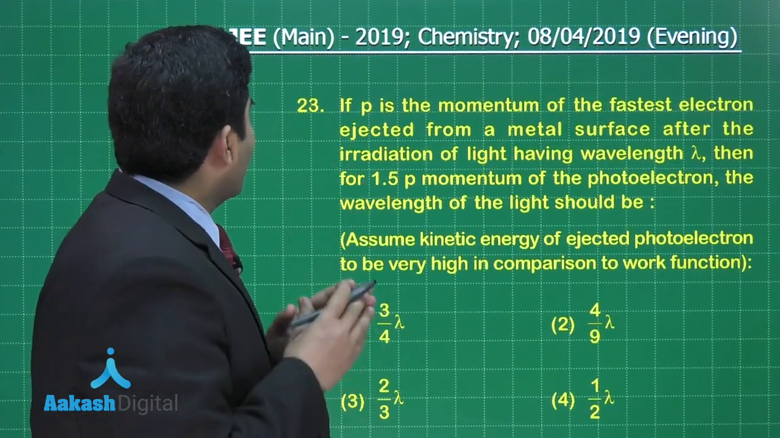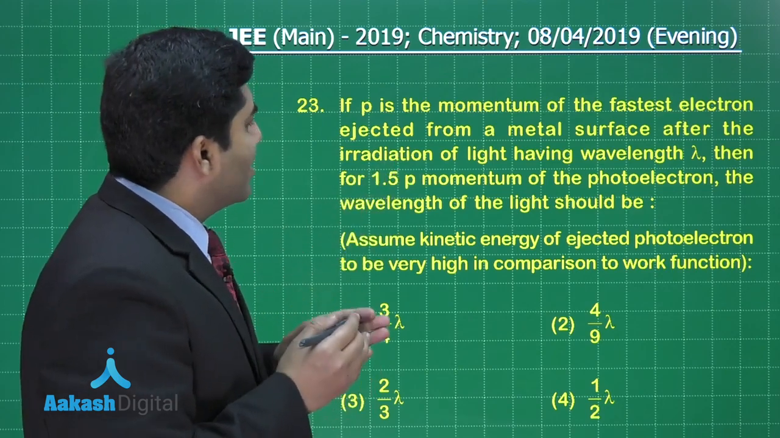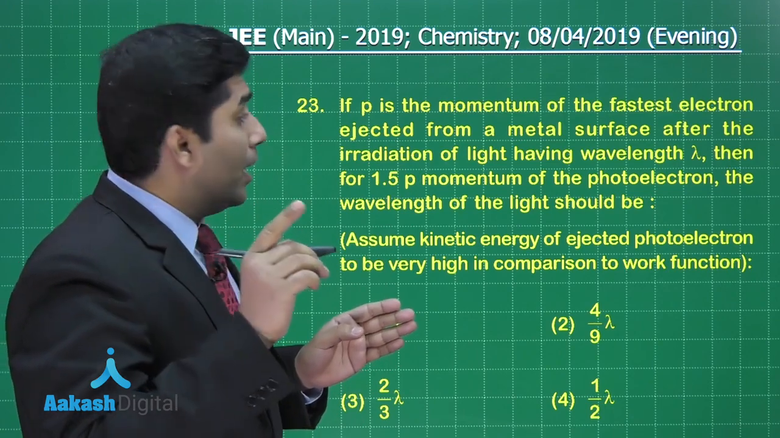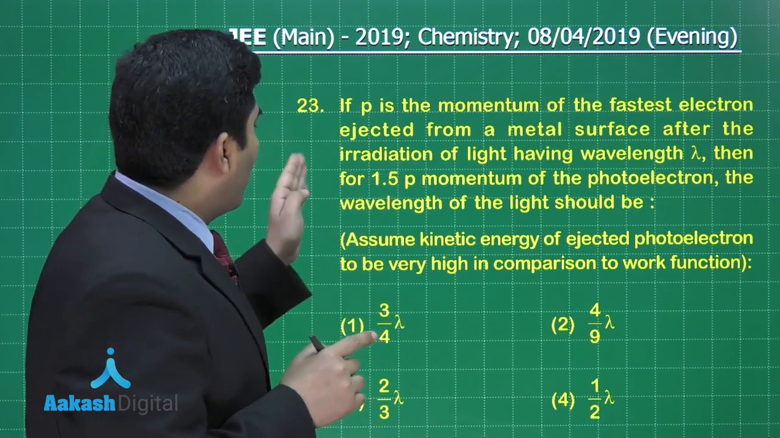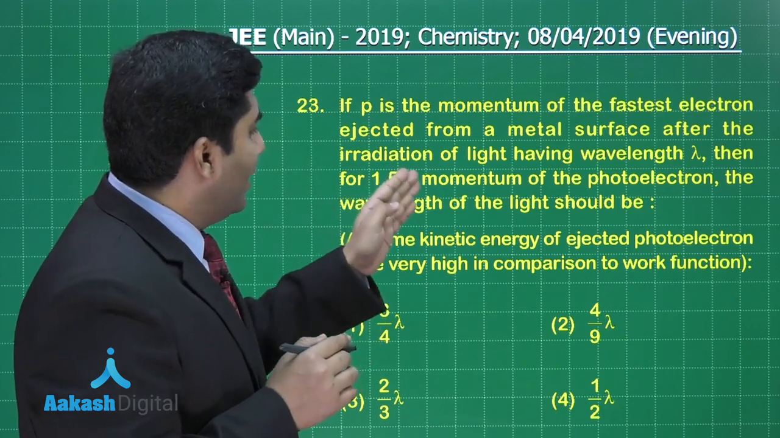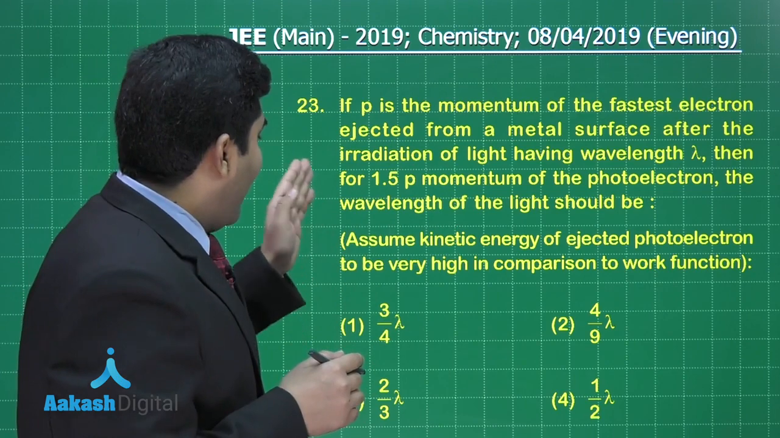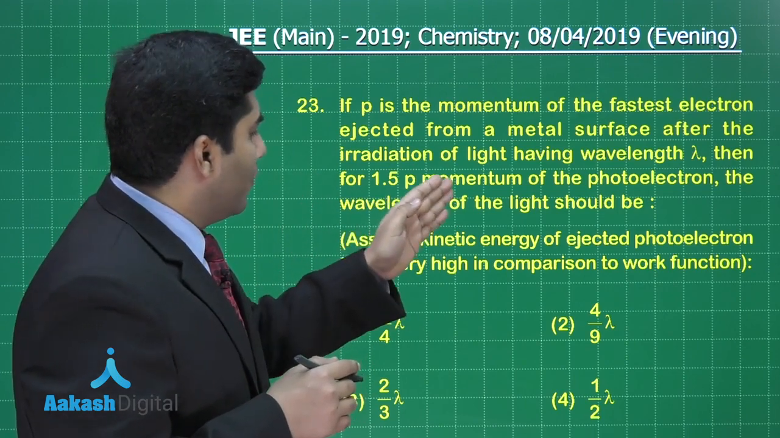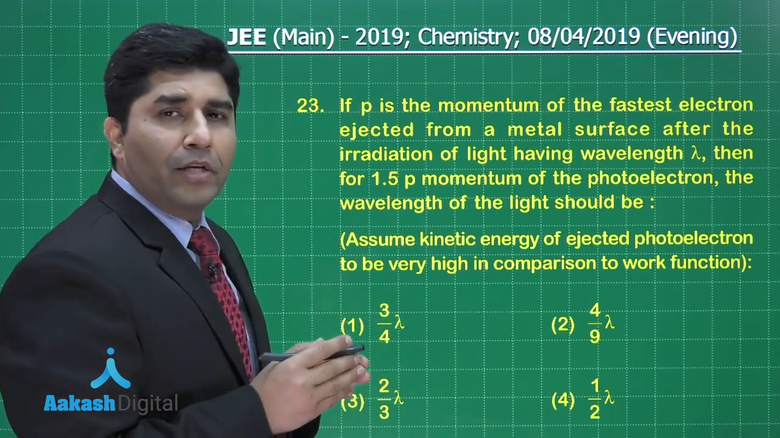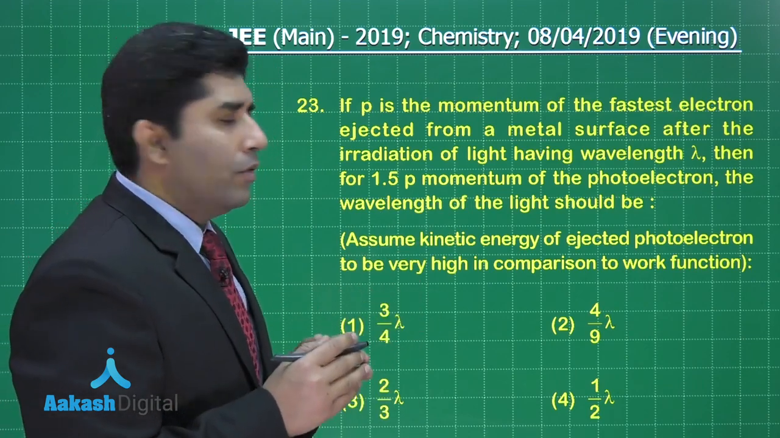Well, in this question he is asking: if P is the momentum of the fastest electron ejected from the metal surface after the irradiation of light having wavelength lambda, then for 1.5 P momentum of the photoelectron, the wavelength of the light should be. And it's given that the kinetic energy of the ejected photoelectron is very high in comparison to the work function, means we can neglect the work function. Let's solve the question.